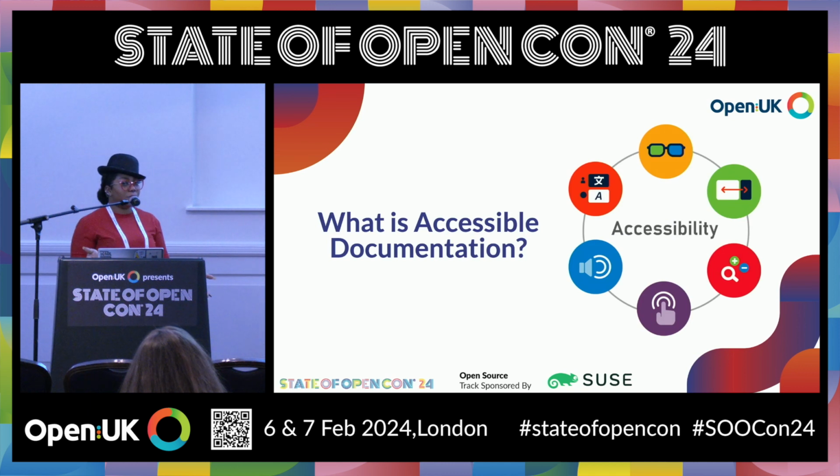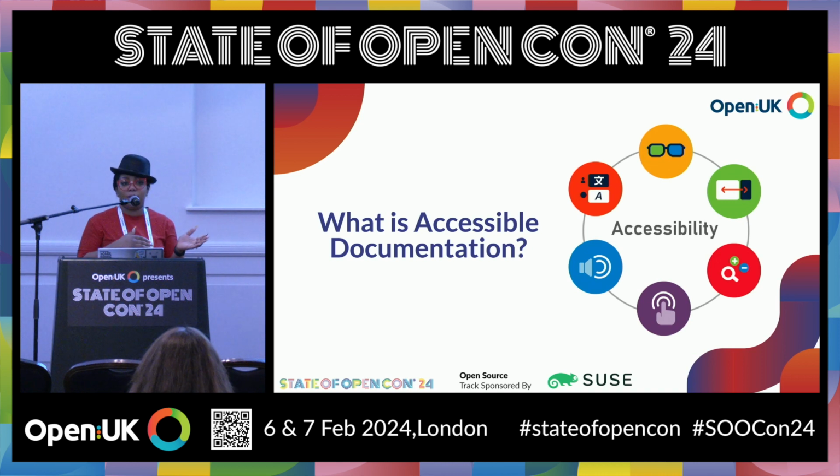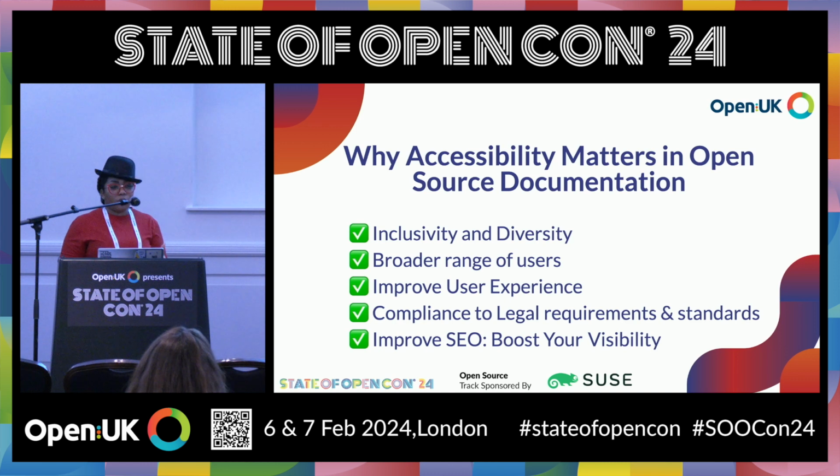What is accessible documentation? Accessible documentation is basically guides, instructions, documents, any kind of document that is easy for people of diverse backgrounds and with different abilities to be able to access. During this talk, I'm going to be talking about the different people we're trying to reach with this accessible documentation. It basically involves putting in practices to ensure that your document is able to reach everybody.